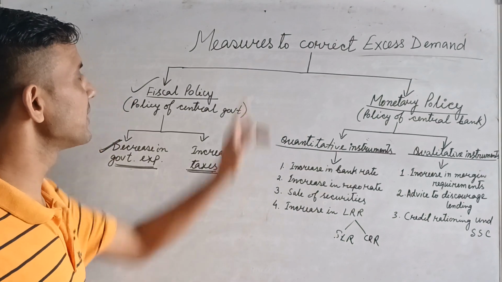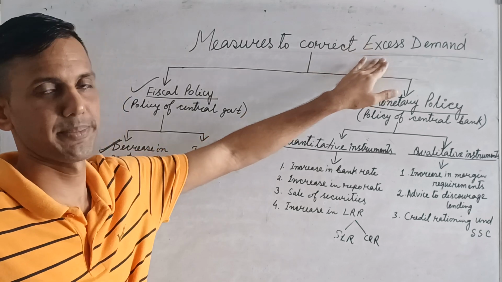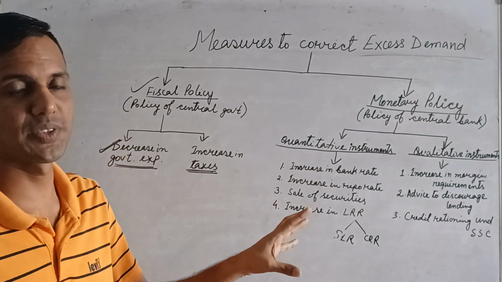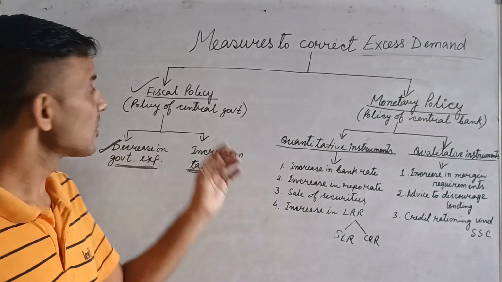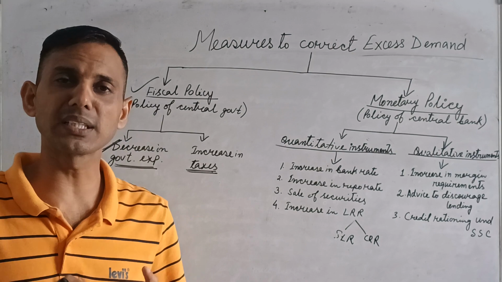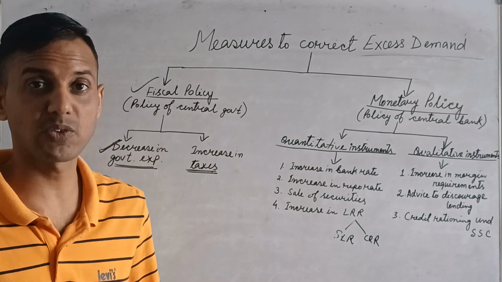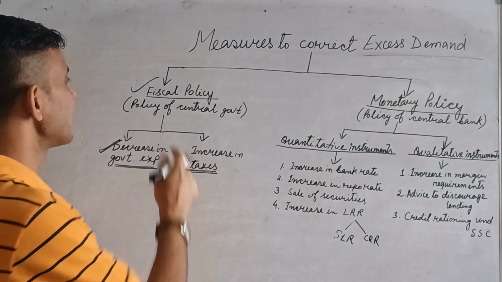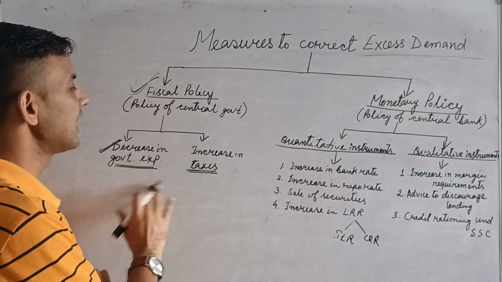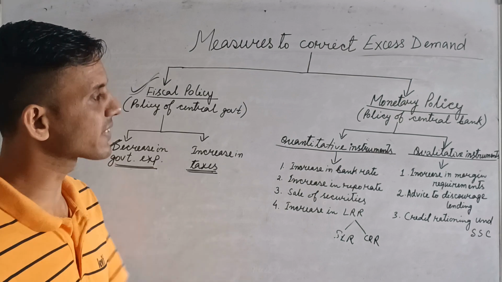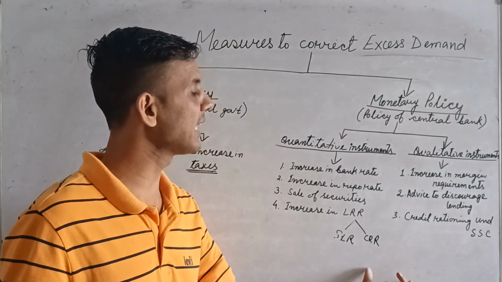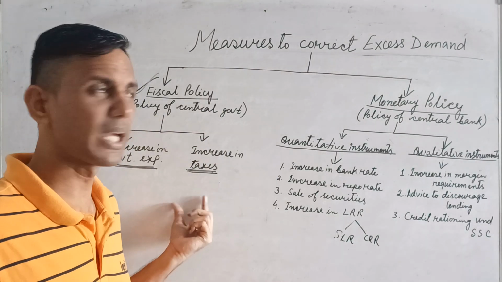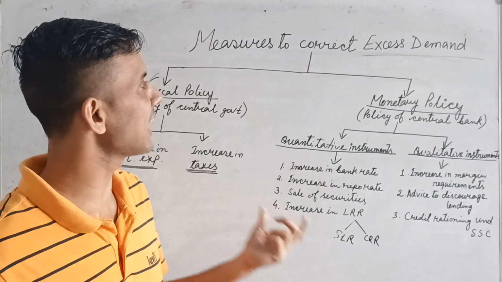If the question asks for measures to correct excess demand of fiscal policy, then there is no need to write the monetary policy. Be clear. If you write the whole thing, then we will understand that you don't have the concept. That's why you have written everything. So read the question properly. What is the question asking? If fiscal policy, write only these things. And if the question is asking monetary policy, then you write these things. No need to write about the fiscal policy. Okay, so these are the measures to correct excess demand.